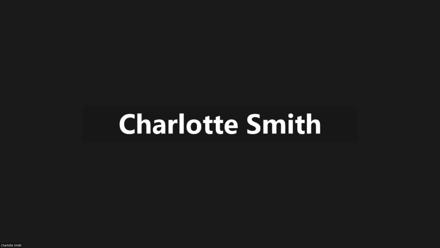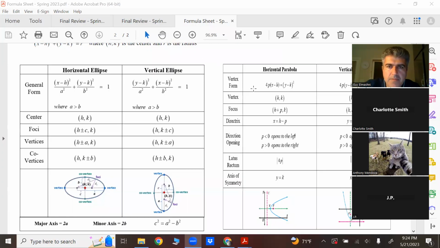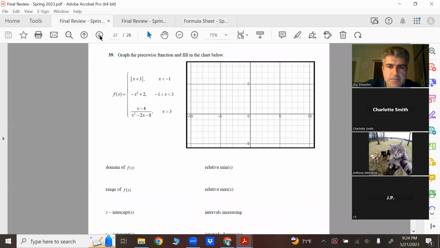Let me look at the final really fast here. So part 2. Yeah, the piecewise is Wednesday. But let's talk about it because you guys are asking about it. Okay. So let's look at this one here. How do you construct the piecewise? And then how do you analyze afterwards?